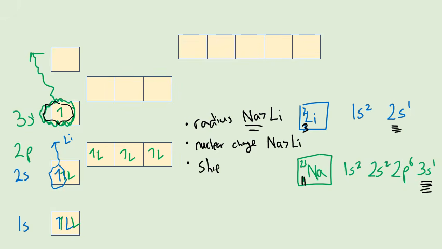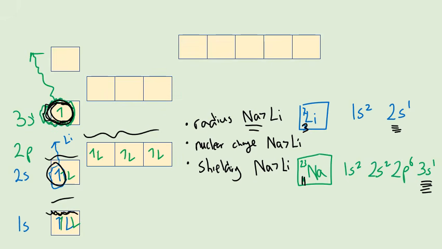So the shielding. This is the electron shielding, and that's from the inner shells. So this electron for lithium is only shielded by these 2. So it's shielded by 1 shell. However, in sodium, this electron is shielded by all of these shells. It's got more shielding. So sodium has more electron shielding than lithium because it's got more shells.